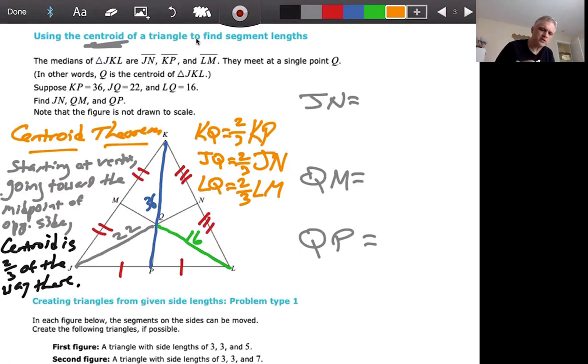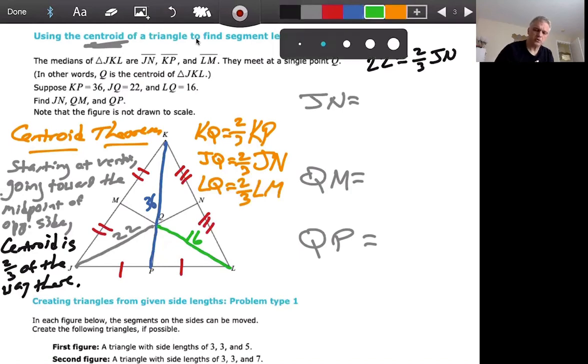All right, let's go ahead and answer these questions. So JN, start with JN. From J to N, that's an entire median, and they've given us JQ. Well, we already know that JQ is 2/3 the length of JN, and they gave us JQ. So let's substitute for JQ the 22. So we know that 22 equals 2/3 the length of JN.